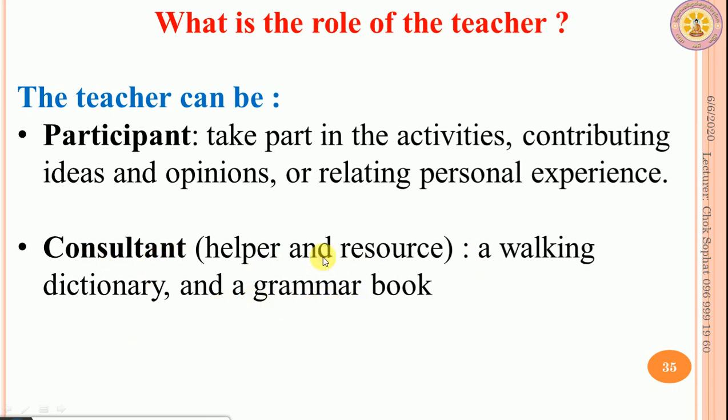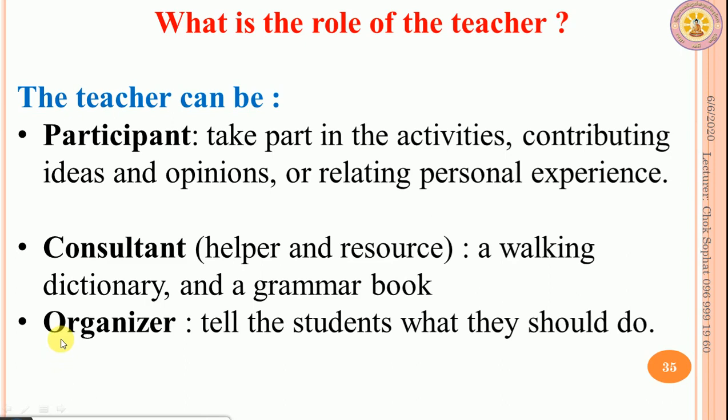So if the student does not understand at any point, or does not know how to spell or pronounce some words, the teacher can help them, as a walking dictionary or grammar book. The teacher can be an organizer, telling the students what they should do, so they organize the activity for the students to do.